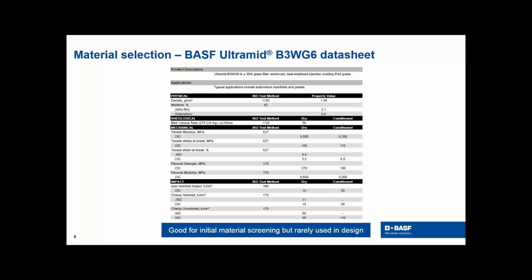So in your material selection, the first thing you're going to get is a data sheet. And at first glance, you see a lot of good information. You see stiffness information modulus, you see strength data, you see strain data, you see impact data, a lot of good information. But with that said, you should only use a data sheet for screening purposes, and it's rarely used in design. And we'll explain why in the upcoming slides.